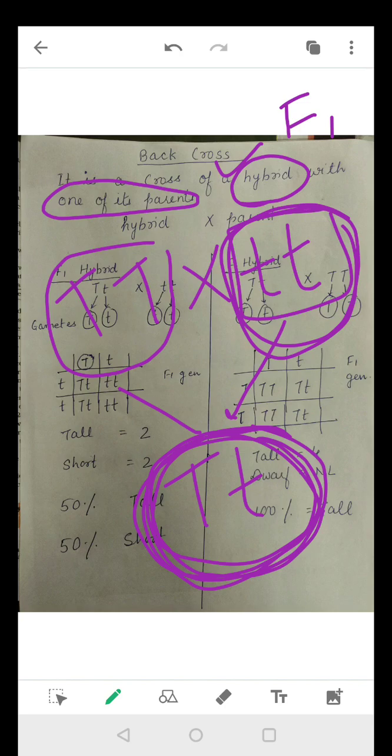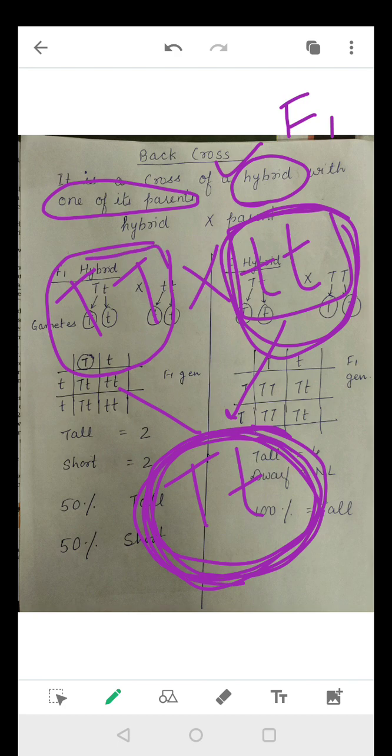So we can say basically that a test cross is also one of the back crosses. A test cross is also a back cross, or you can say it is a special type of back cross. Is it clear?